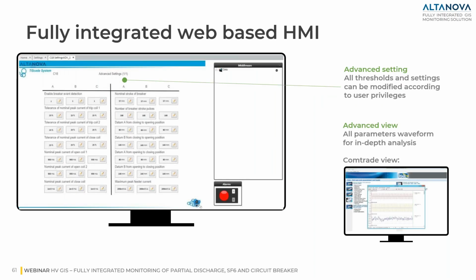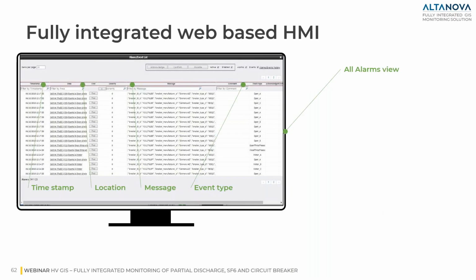Every parameter and threshold can be set in the dedicated page, if you have the privilege to do this, the power user or admin privilege, and you can even have a look at the waveform analysis with the ComTrade view feature that is integrated in the system. Surely you have all the alarms list. You have the possibility to filter according to the event type, location, timestamp, and etc.